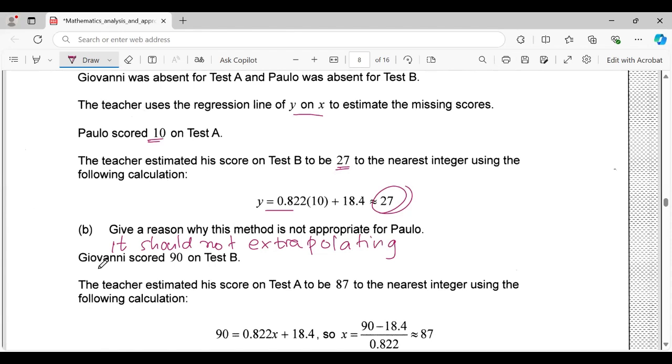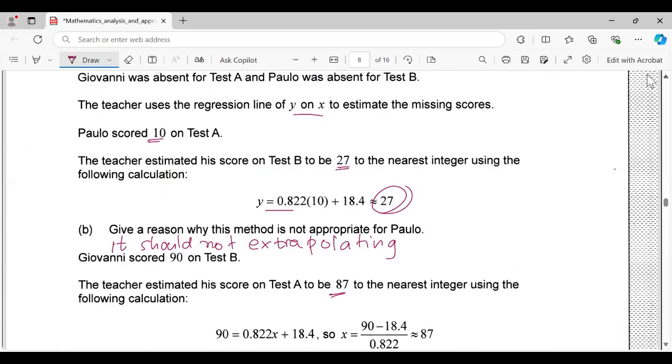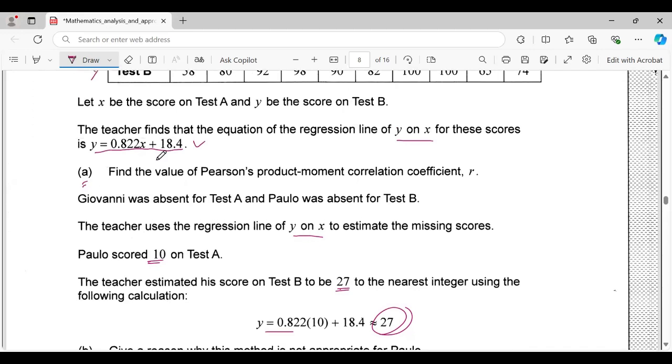Next, other students: Giovanni scored 90 on test B. The teacher estimated his score on test A to be 87. So other students, Giovanni, on test B, his score is 90, and the teacher estimated his score on test A becomes 87, to the nearest integer, using the following calculation. So it's a calculation based on this regression as well.